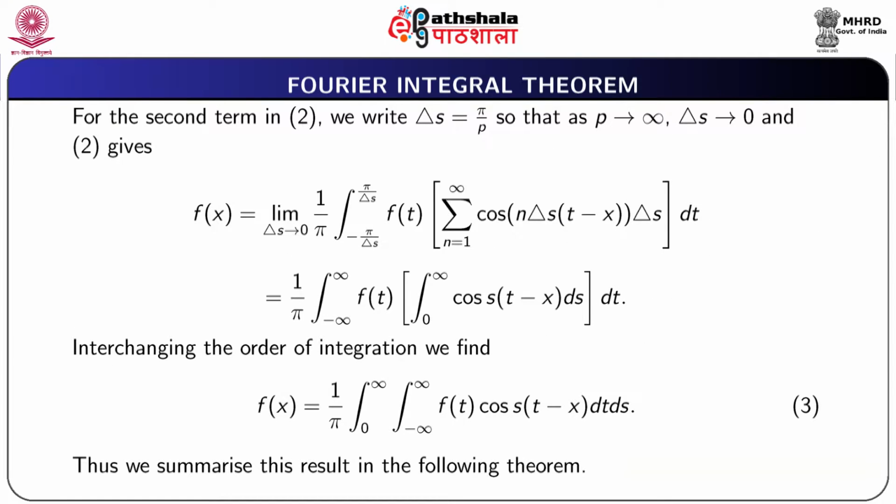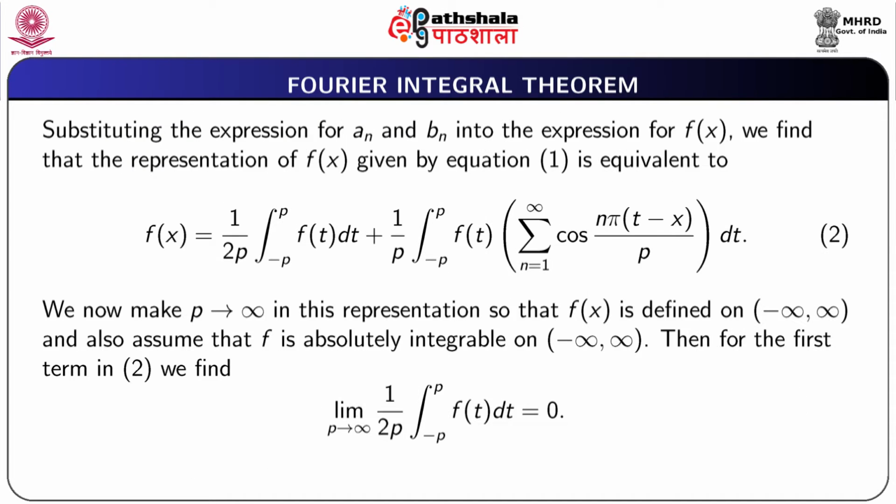So that f(x) becomes equal to 1/p integral from minus p to plus p of f(t) summation n equal to 1 to infinity cos(n pi (t minus x)/p) dt. First term is 0.